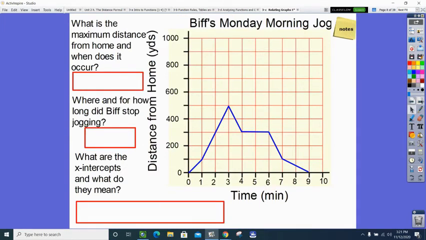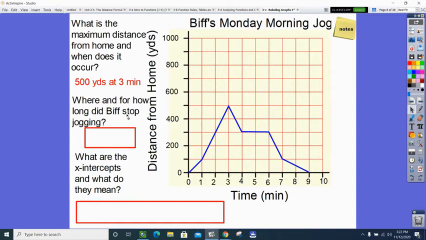Okay, let's do one more graph here, and then I'll just do a final tying speed to distance one more time. So this is Biff's morning jog. Again, we're back to distance from home, in yards this time, and this is time. What is Biff's maximum distance from home, and when does this occur? His maximum distance from home, go ahead. Did you put that it's at 500 yards, and it happens 3 minutes into his jog?